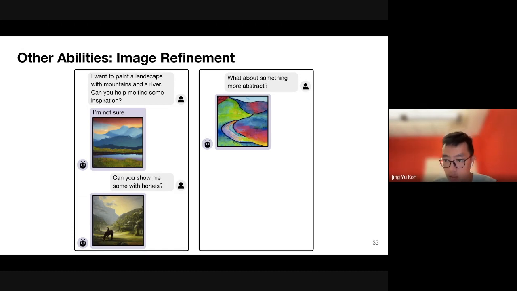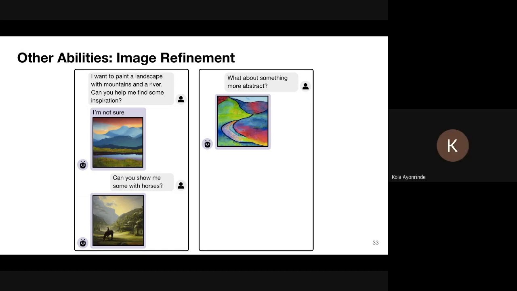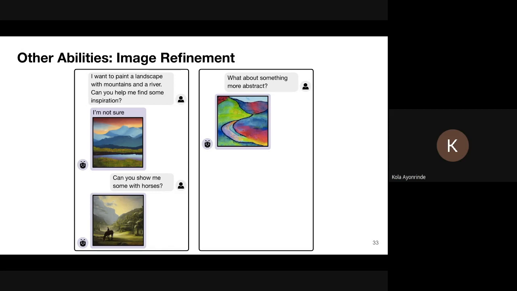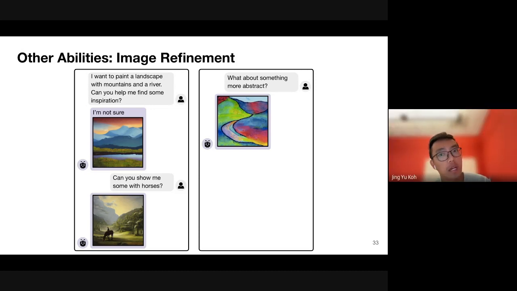Yes, Kola? Yeah, along the same lines, is it the balance between retrieval and generation of images? Have you found that it's just a hard hyperparameter to tune, or does that come out naturally? Yeah, so we train this on some data set of labels, right? But it doesn't work that well, I think.